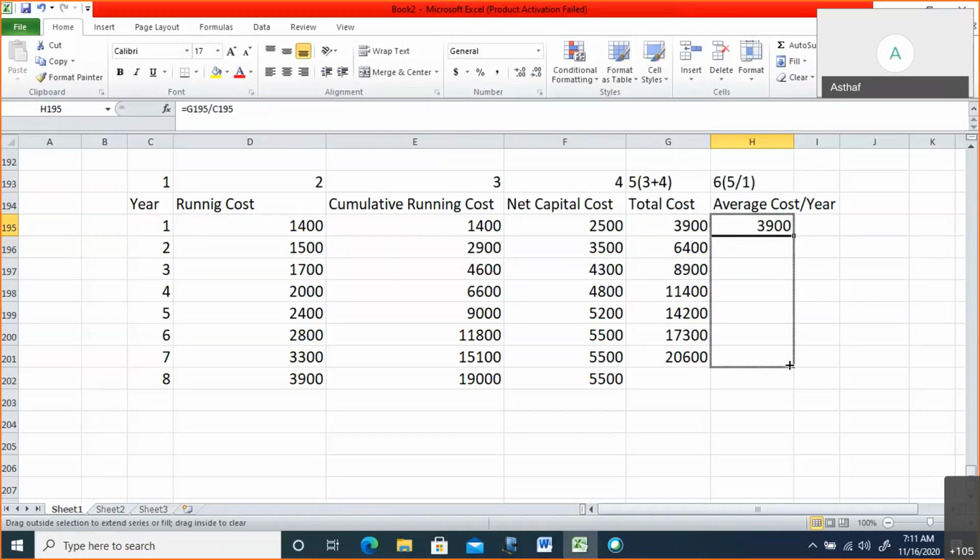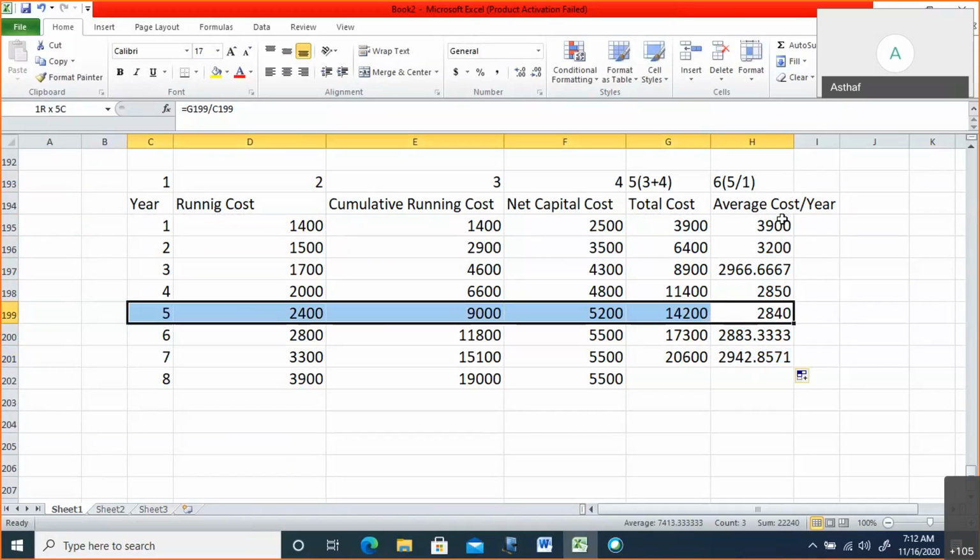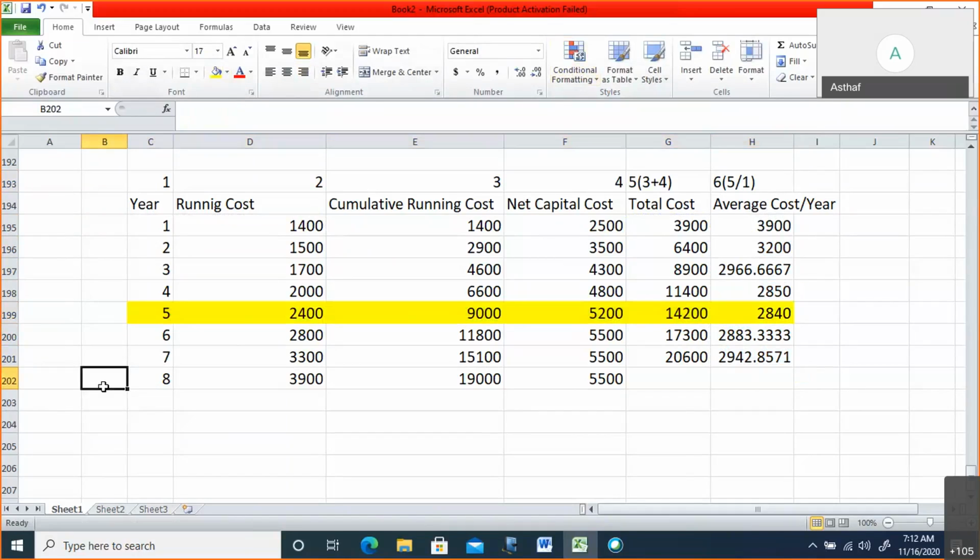We are coming to our main concept. See, your cost is getting reduced. But after a level, it will start to increase. If it is increased, that means the optimum level is here, which is called the 5th year. After the 5th year, if you look at the numbers, they are increasing. Yes or no?